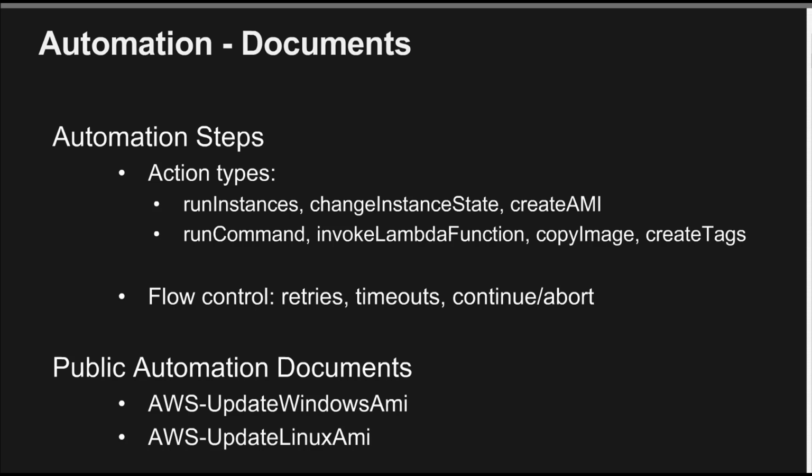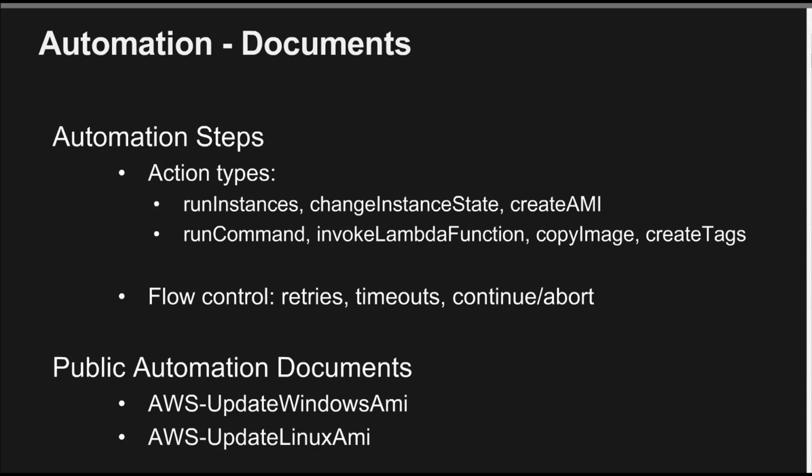For example, if you want to tag that worker instance that you launched to build a new AMI, you can do that. Or if, of course, you want to attach tags to the new image that you created as well, you can do that as well. And then with each step, you can define the number of retries, timeouts, and if you want to continue or abort based on whether a particular step fails or is successful. And then, of course, it's really easy to get started with Update Linux AMI, and in the coming weeks, we'll be releasing its counterpart, Update Windows AMI.